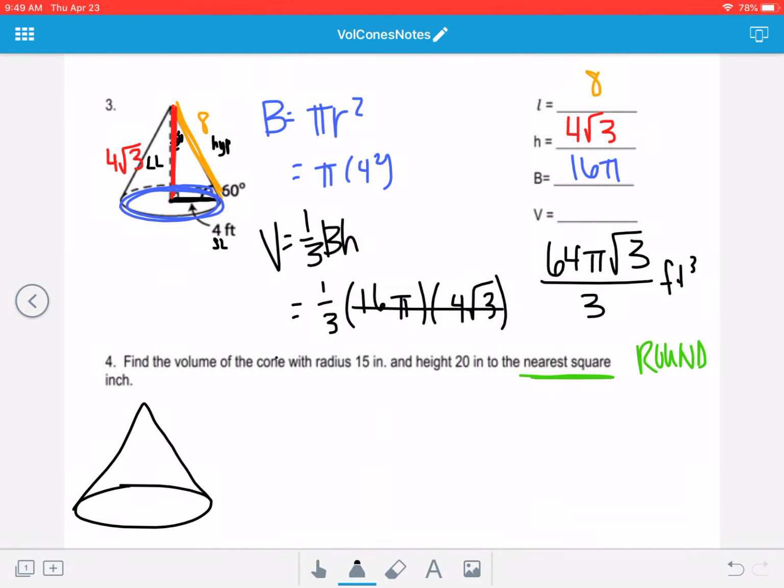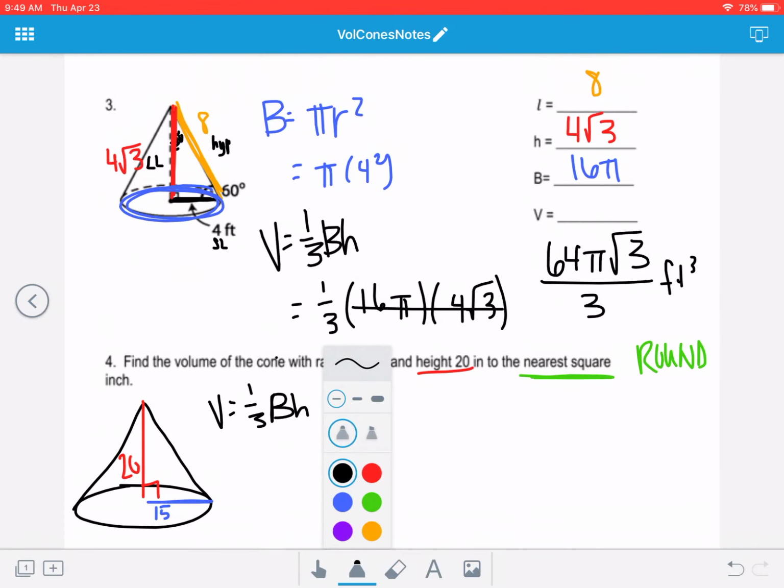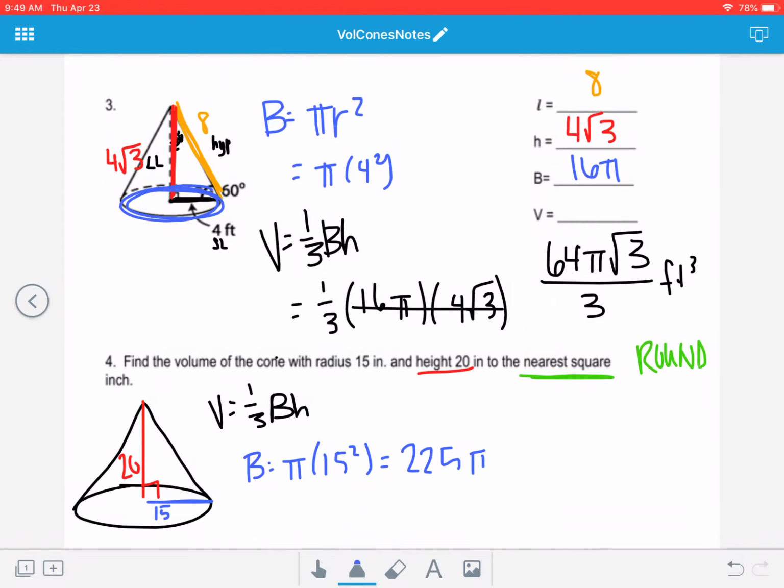There you go. It says here that the radius is 15, so I'm going to mark that in blue. And the height of my cone is 20, so from the vertex straight down in red, there's my height. So to find the volume of a cone, 1/3 big B times h. Big B stands for the area of the base, so pi times 15 squared, which would be 225 pi. H is the height, which they already told us is 20. So then to find the volume, we're going to take 1/3 times 225 pi times 20.